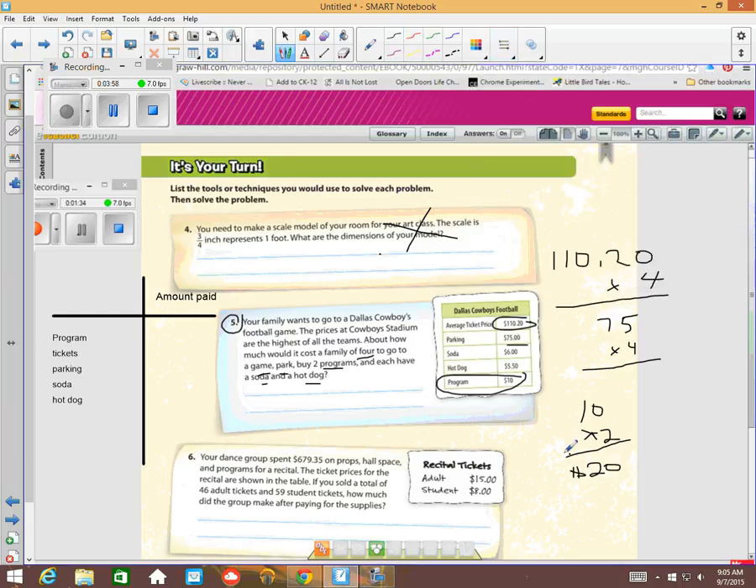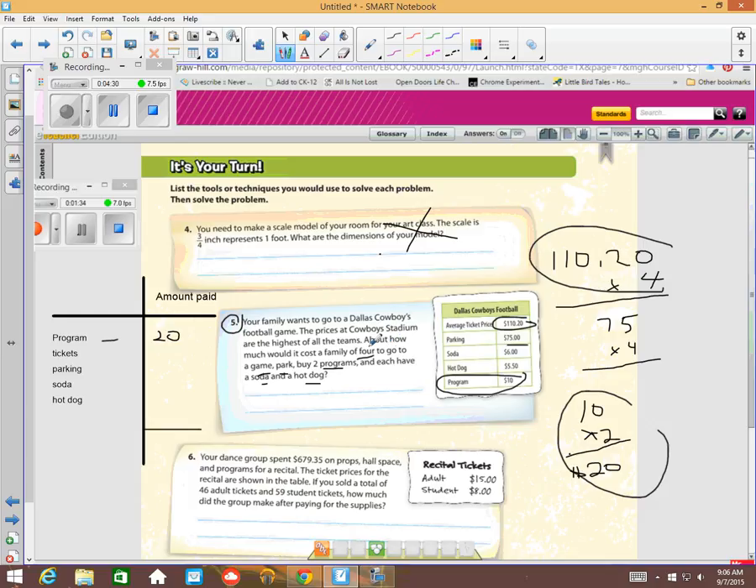And so I have on the table program. The program is $10 each, so that'll be $20 for the program. So you would put 20 over here. And keep going. Tickets, you multiply 110 times 4, put that amount here. Parking, and so on. At the end, you add it together and you have an estimate of about how much money they're going to need.